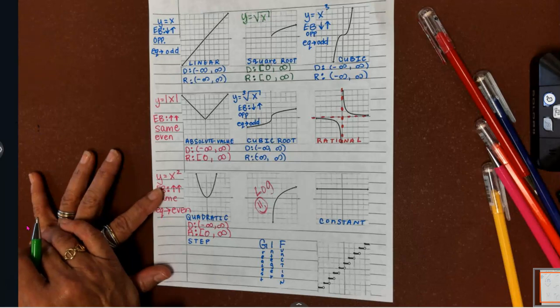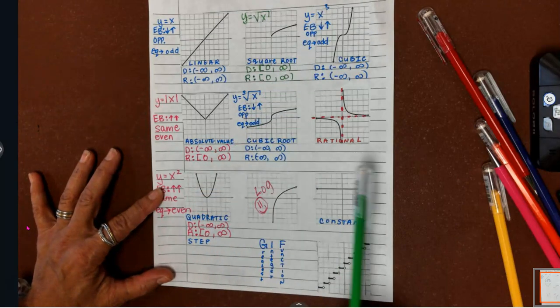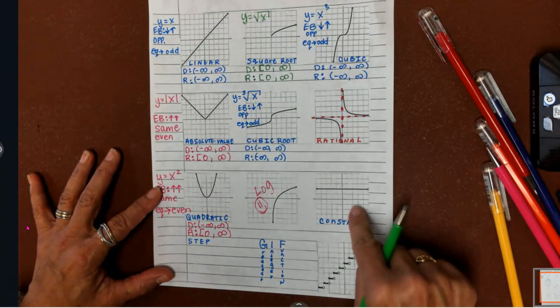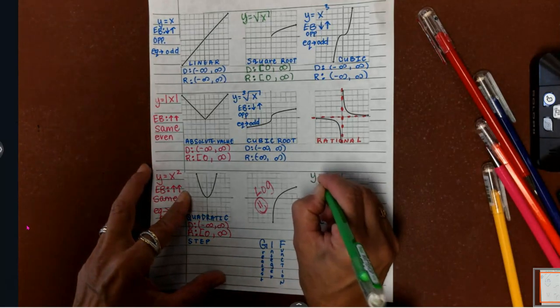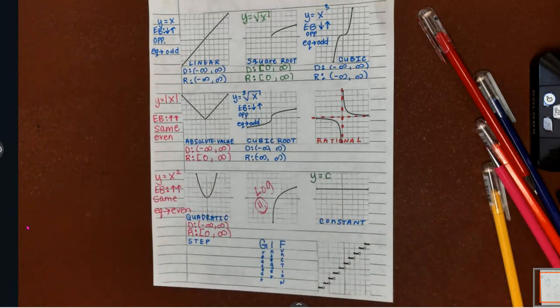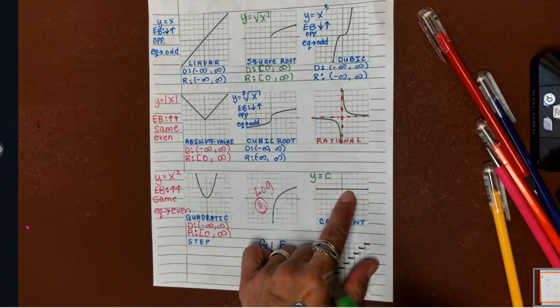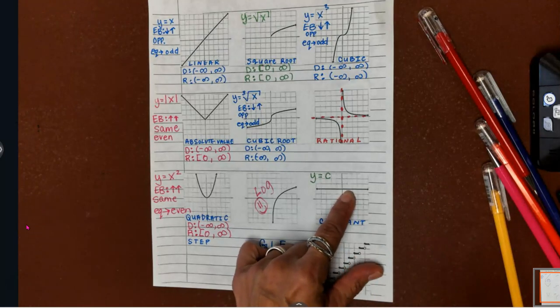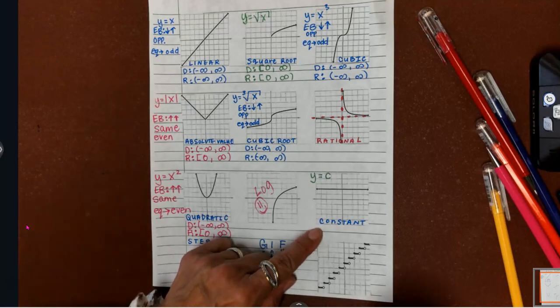And then, before I drop my green pen, before I go to my asymptote pen, let's talk about this constant. Let's go down here. So guys, this is y equals c. C stands for a constant. All numbers are constant because they never change. So this is y equals 2. 2 is constantly 2. 2 is never going to be anything other than 2. That's why it's called a constant function.